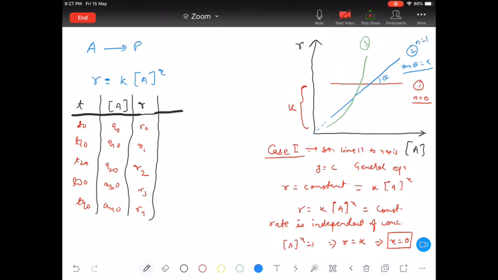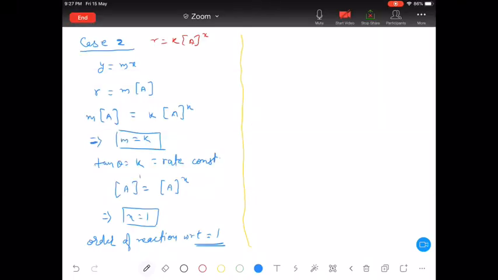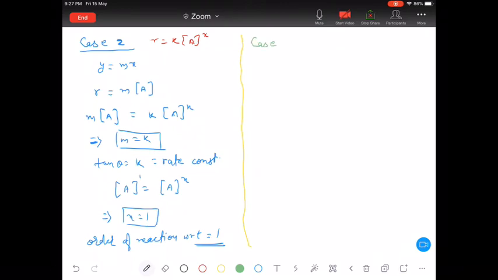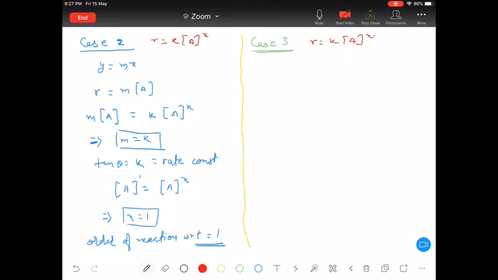Now case 3, let's say I obtain such kind of curve. In case 3, if I obtain such kind of curve, I'll write here case 3. Again we know that r is equal to k a to the power x.